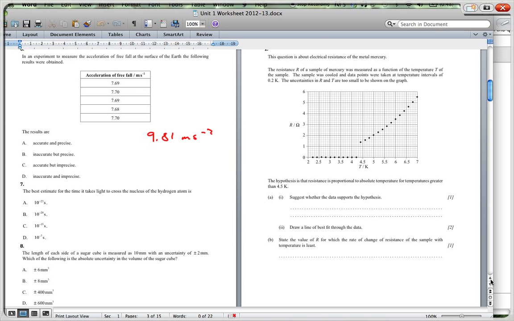each other. You can see this, there's a difference here of 0.02. That's the maximum difference. So we can't say it's accurate, so that's not right, but we can say inaccurate but precise. B would be correct. Accurate, no, definitely not. Inaccurate and imprecise, no, because they are pretty precise.